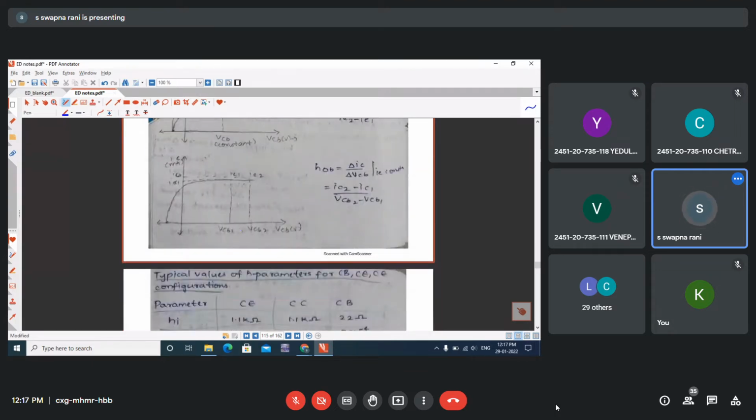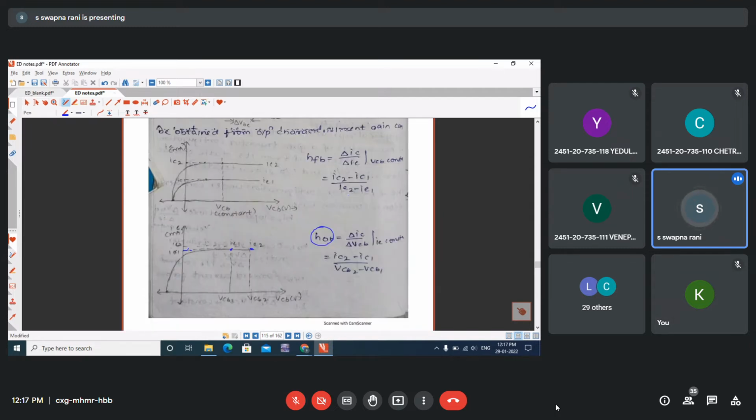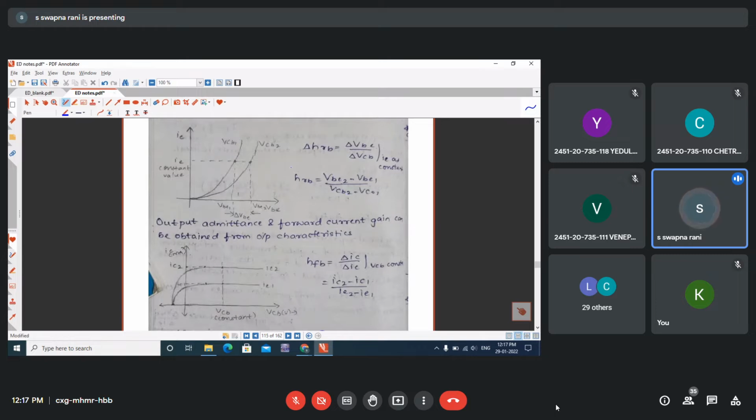Similarly, for the output admittance, take one output characteristic curve and indicate 2 points in the active region. Make sure that the 2 points denoted on the curve lie in the active region. Note down the corresponding currents and voltages. From the change in current and change in voltage, you will get the admittance. Whereas for the other two parameters, HR and HF, you need two sets of characteristic curves.